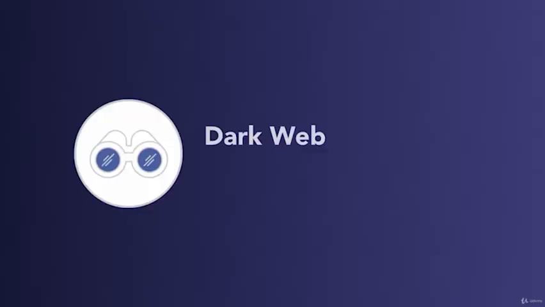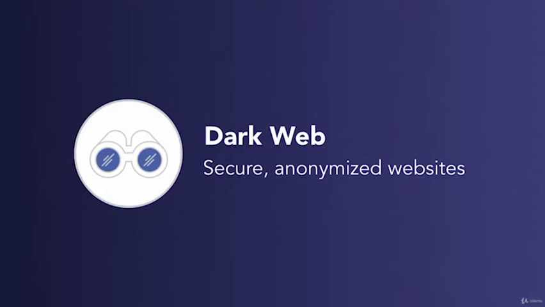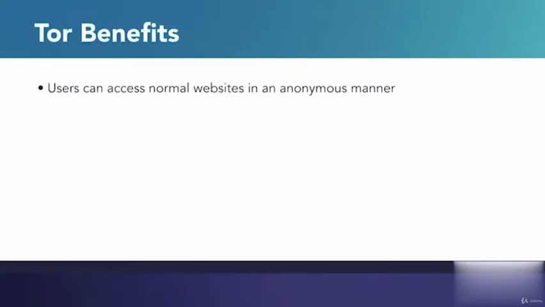The dark web is a collection of websites that operate in a shadowy corner of the internet where they can be accessed using secure, anonymized connections. This network of connections is called the Tor network. There were two major benefits to using Tor. First, users can access normal websites in a completely anonymous fashion. And second, website owners can build hidden sites that they can host anonymously at a basic level.